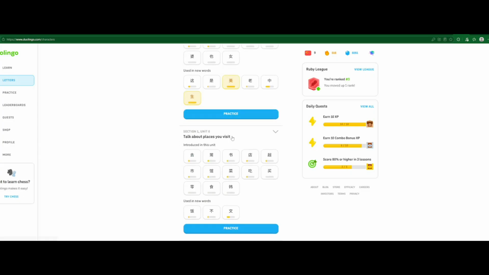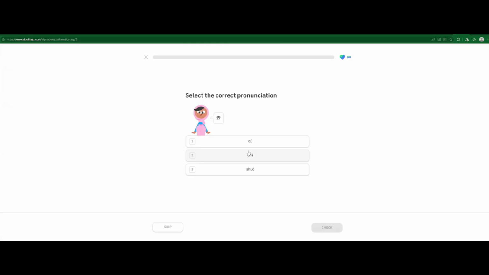Practice some Hanzi, because I'm not very good at that. What's a unit that might be useful? I guess this one. I already know what this means. It means 去. I can't memorize it though, but I can recognize it. There's that. That's cool. So, okay, this is how they do it.